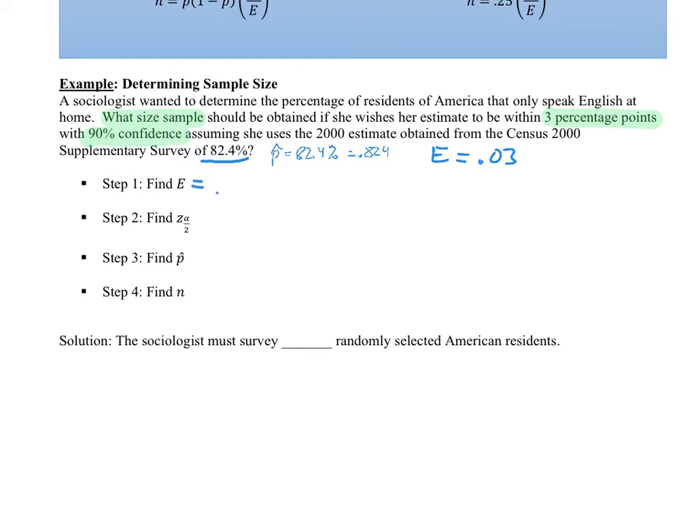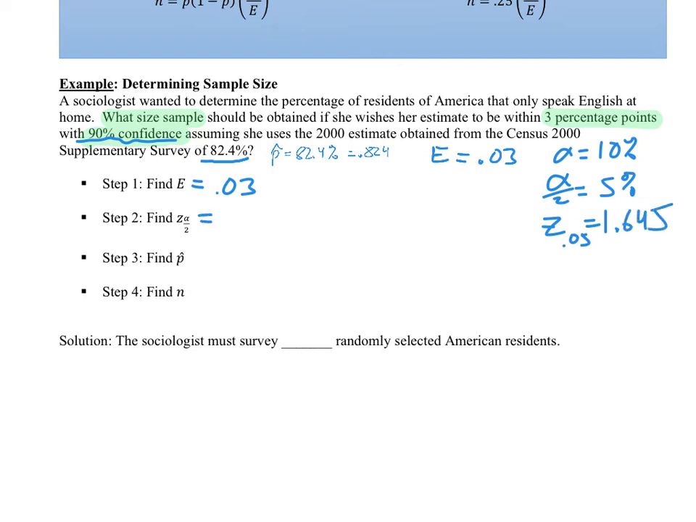So error is 0.03. Z alpha over 2, well, alpha, since we have a 90% confidence level, alpha is 100 minus 90%, which is 10% or 0.10. Alpha over 2 is 5% or 0.05. And so our z of alpha over 2 is the z value for 0.05, which was the 1.645 we've been using. You can get that from inverse norm if you like. 1.645. Okay, or it was on that table at the beginning. Now we can find p hat. Well, that was given to us, 0.824. Okay, we're using that there.